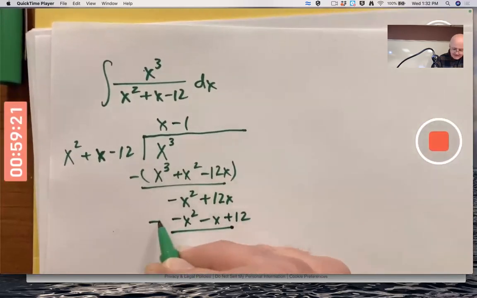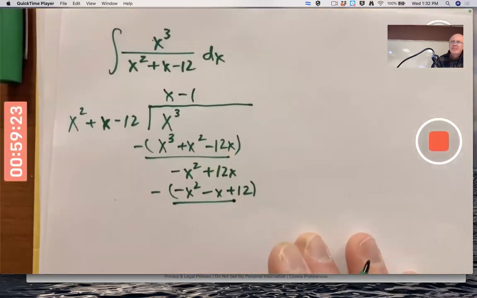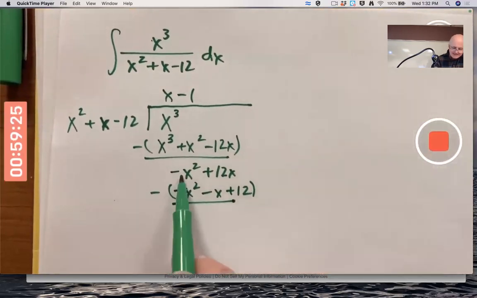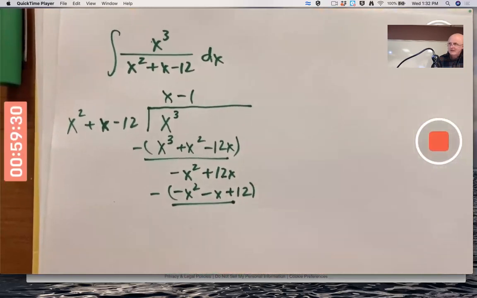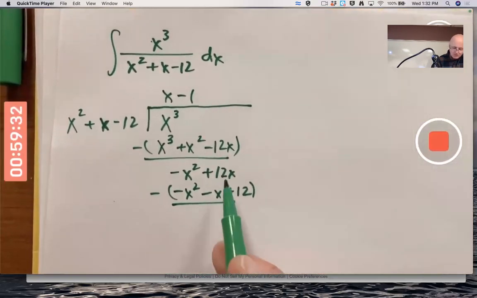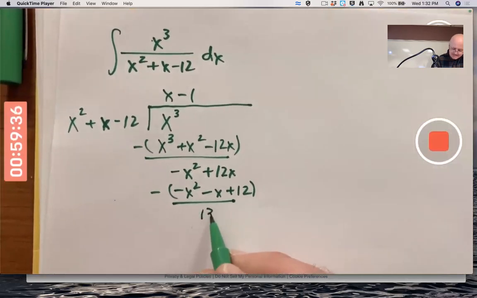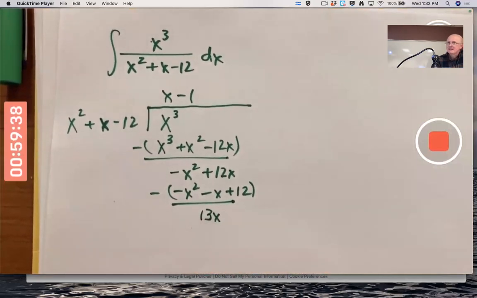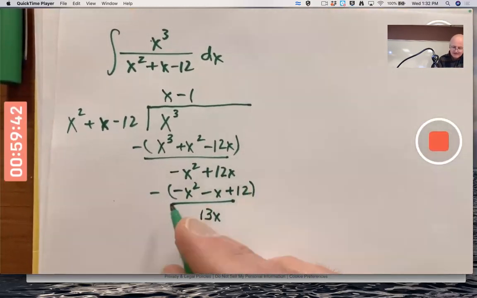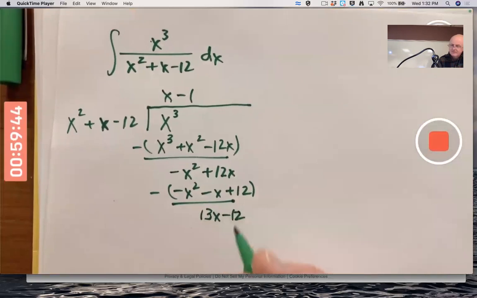Careful though, I am subtracting. Negative x squared minus negative x squared is 0, because the two minus signs make a plus. 12x minus negative x, careful, is 13x. And effectively 0 minus 12 is minus 12.